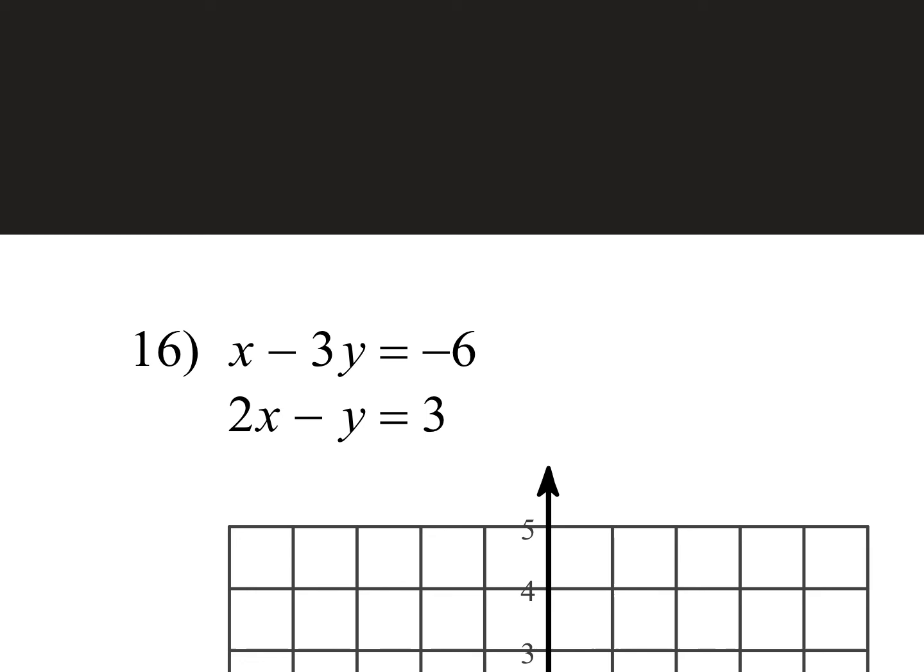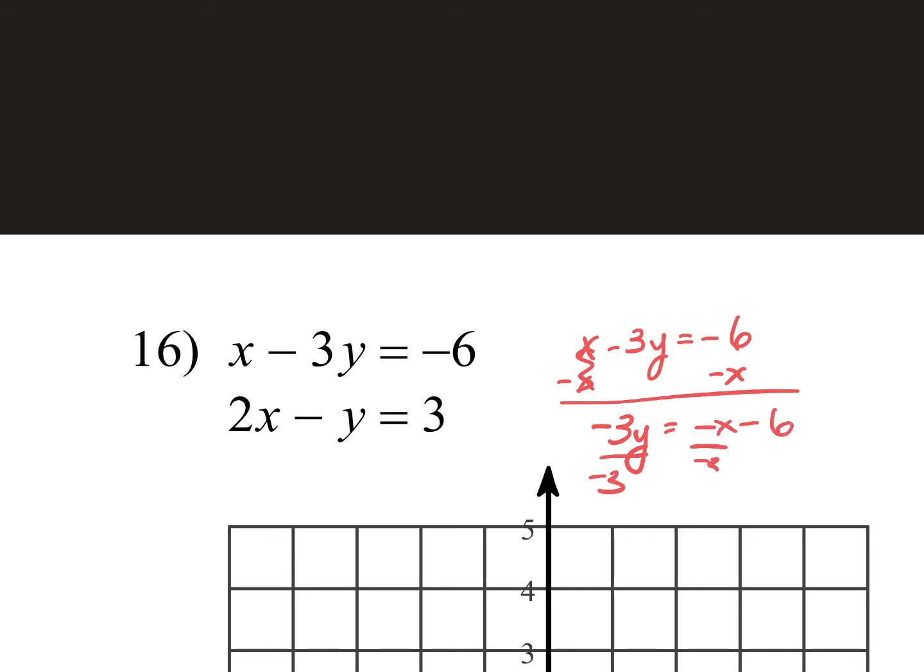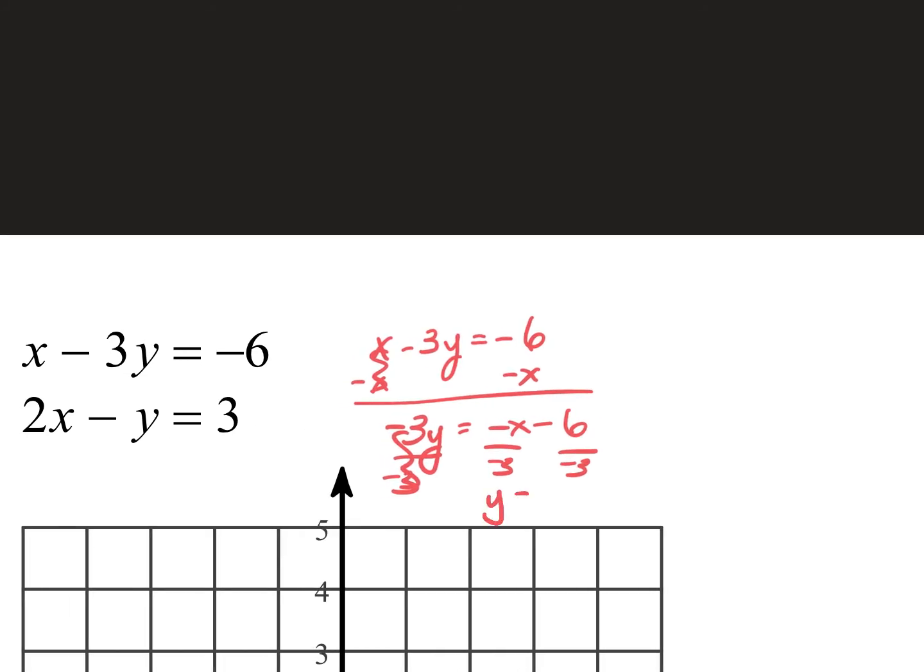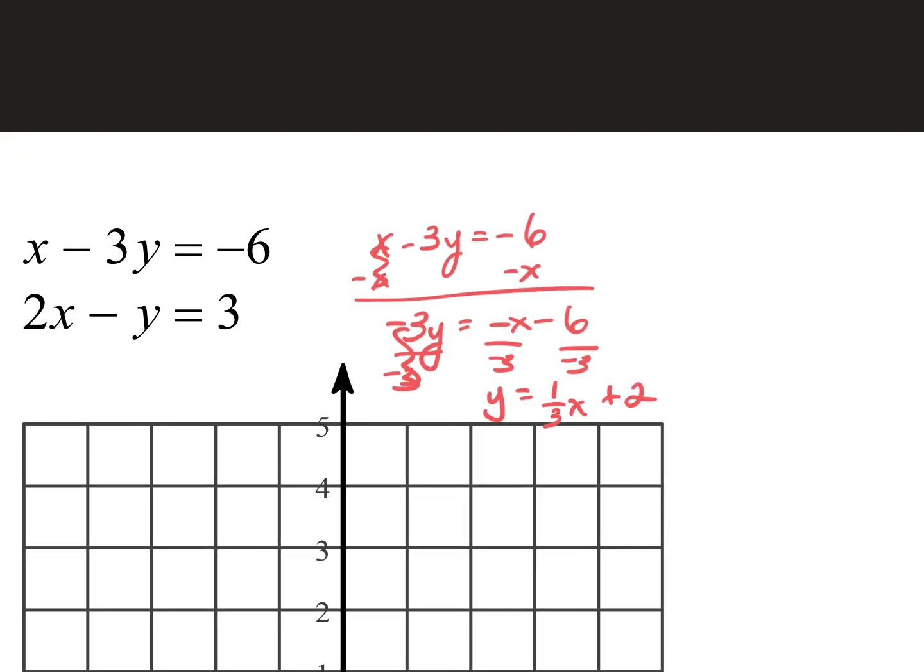So rewrite. The first one says x minus 3y equals negative 6. I'm going to subtract the x from both sides. So negative 3y equals negative x minus 6. Divide everything by negative 3. And I'm left with y equals, what's a negative divided by a negative? So I have 1/3 x, negative divided by a negative, plus 2. So my slope is 1/3.